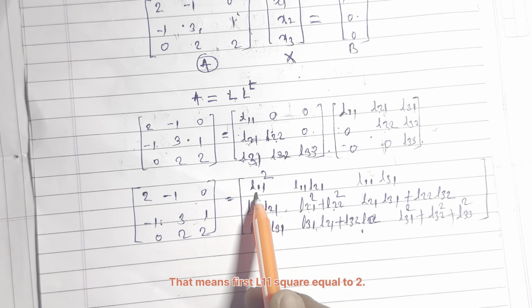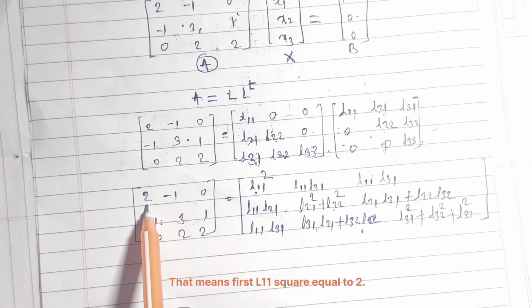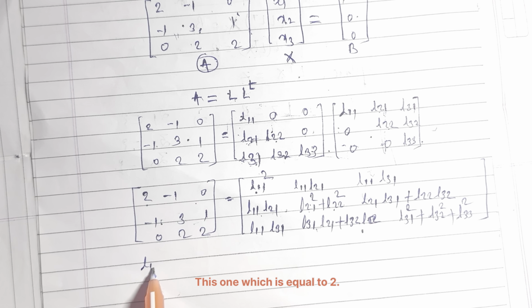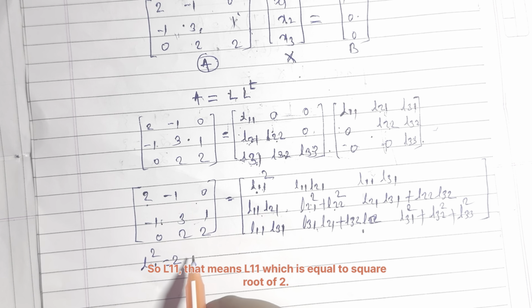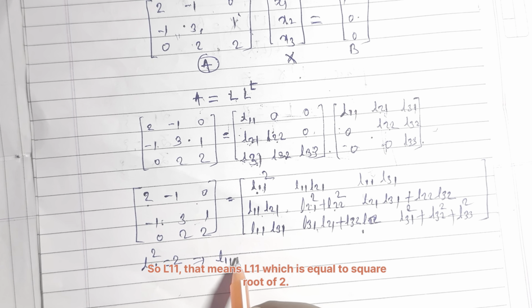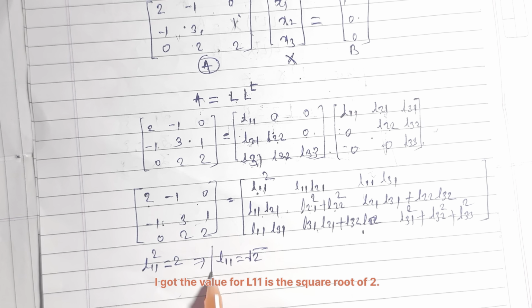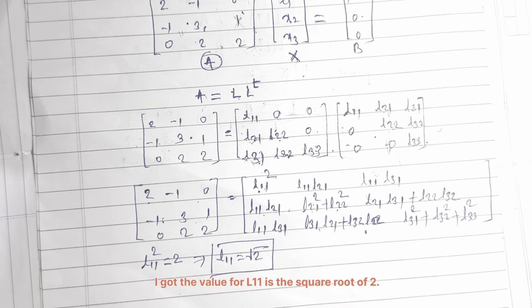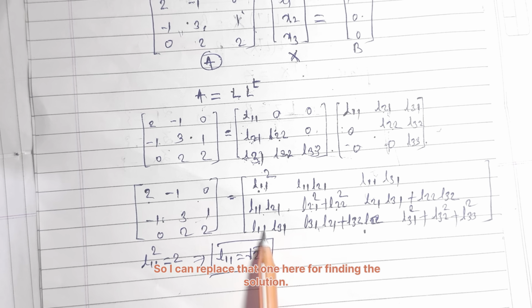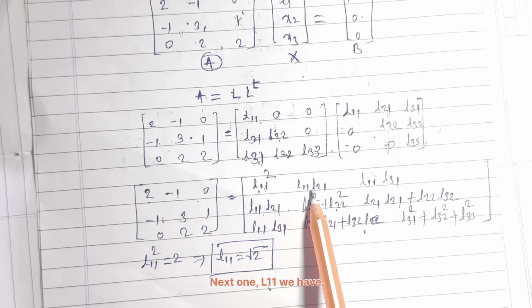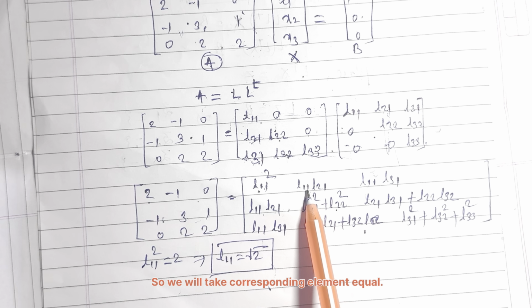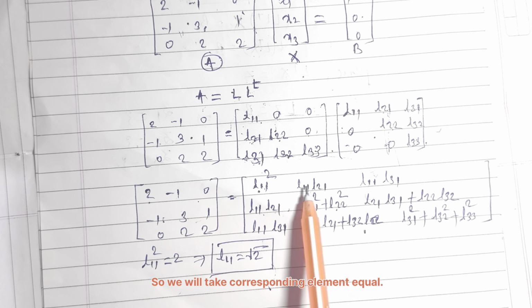So first, L11 square equals 2. This one is equal to 2, so L11 is equal to square root of 2. I got the value for L11 as the square root of 2, so I can replace that here for finding the solution. Next, take the corresponding elements equal.